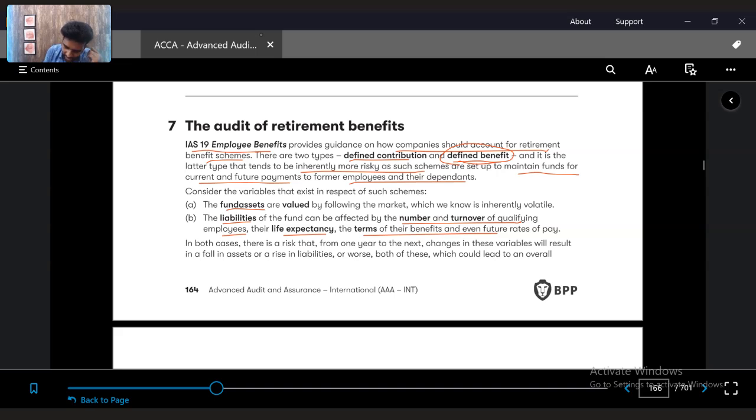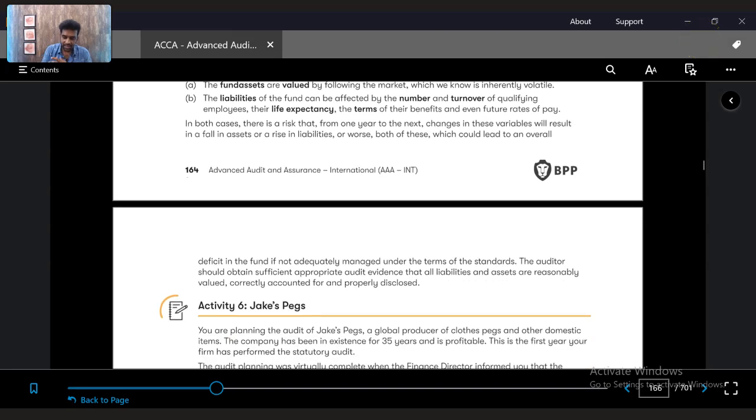In both cases, there is a risk that from one year to the next year, the changes in variables will result in an increase or fall in the value of assets, or a rise in liabilities. Both of these could lead to an overall deficit in the fund.